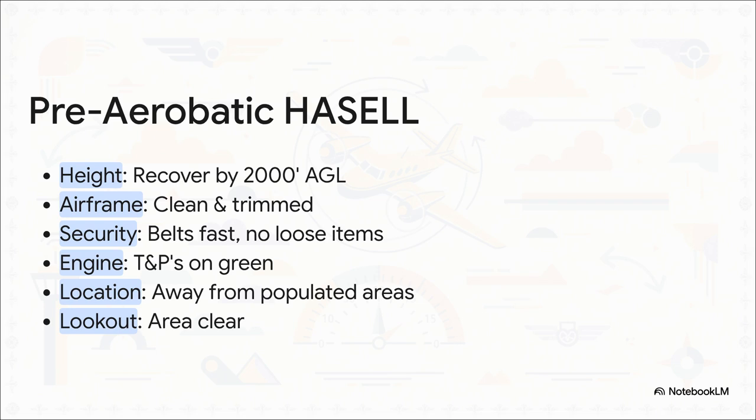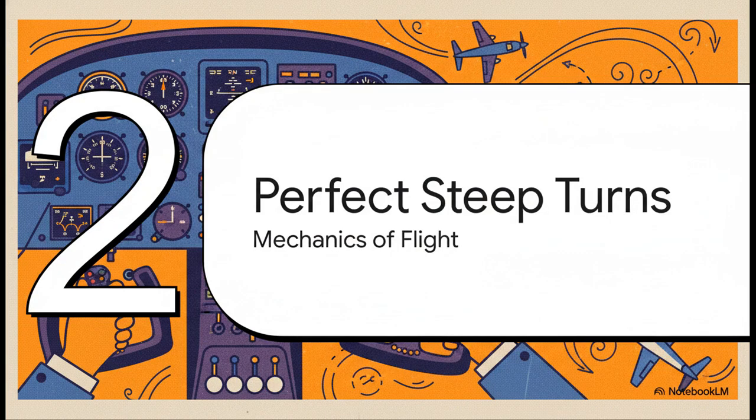S stands for security, seatbelts tight, and crucially, 0 loose articles in the cockpit. I mean it, you do not want a stray pen flying at your face under 2 Gs. E is for engine, which means checking that your oil temps and pressures are solidly in the green. L is for location. You really want to be well away from populated areas, ideally over a nice big expanse of water. And that final L is for lookout, basically sweeping the area to make sure you're clear of birds and other traffic.